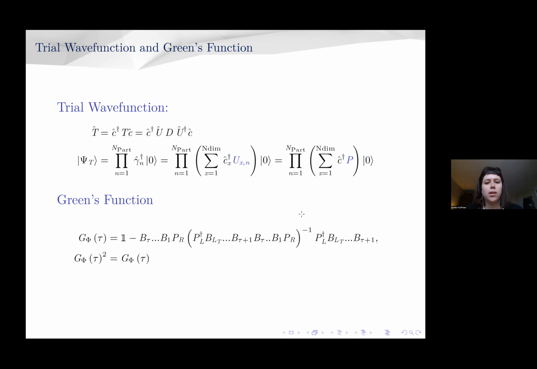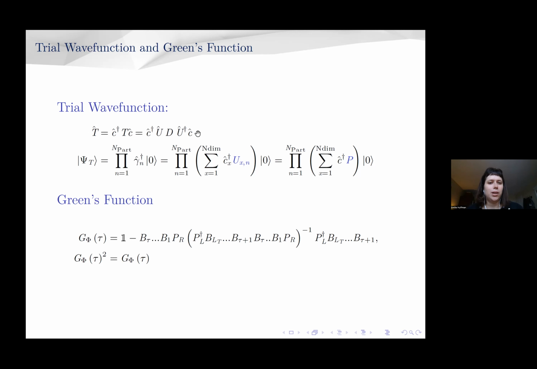Some things that might be important for tomorrow and for when you're developing your own code: the trial wave function, like I mentioned, is a Slater determinant, and it has to do with the ground state for a non-interacting Hamiltonian. So if I take a T operator and look at the U's that diagonalize that T operator, since it is a Hermitian operator, I can do that. Then the U ends up being the important quantity in order to actually get the Slater determinant.